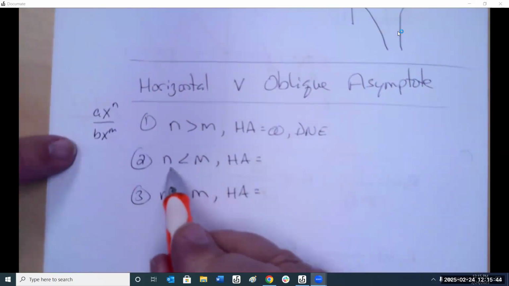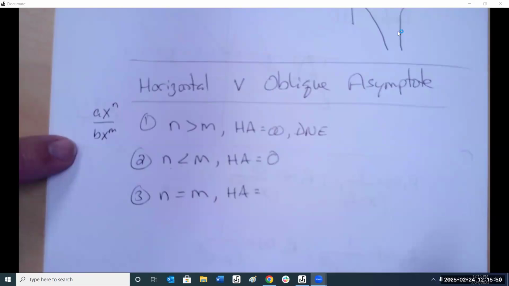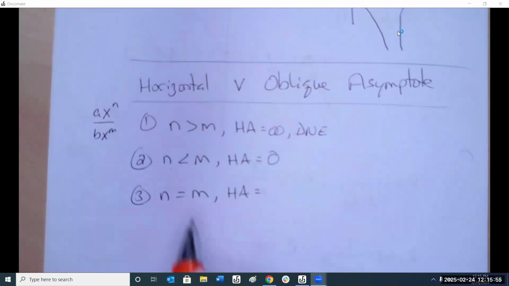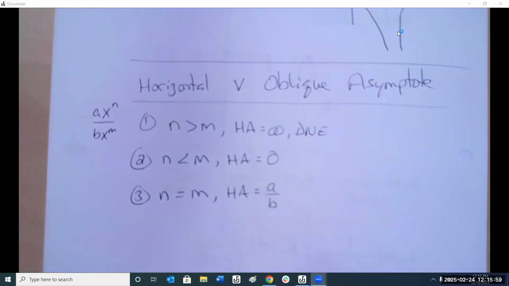How about if the top is smaller than the bottom? 0. Because if there's more x's on the bottom, then it gets smaller and smaller, it goes to 0. If they're equal, a over b. You're never gonna forget that one. That doesn't equal 1, it's just whatever a over b is. Because it just so happened that all our examples were 1s. But if there were 2 over 3 or -7 over whatever, it's just a over b, the leading coefficients.